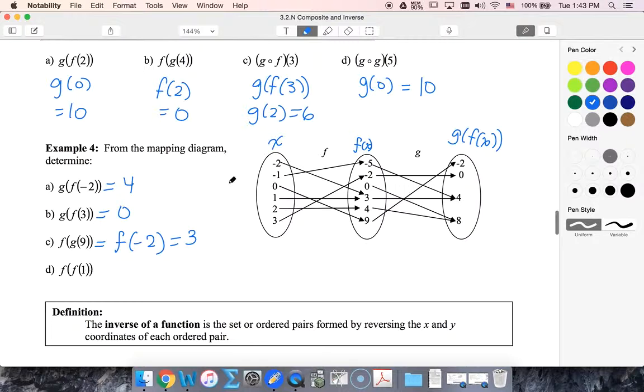F of 1, well, f of 1 is 3. And now I'll come back over here. F of 3 is negative 2.